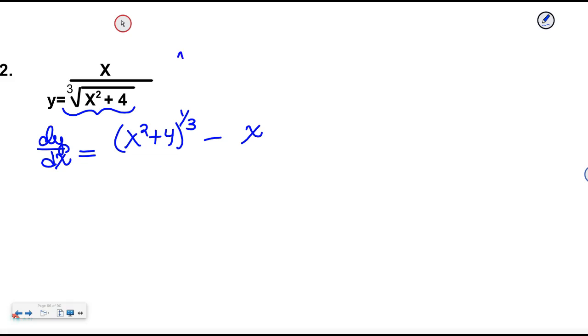No, it's x squared plus 4 to the 1/3 power. How do I take its derivative? Chain rule. Yep, chain rule it for me.